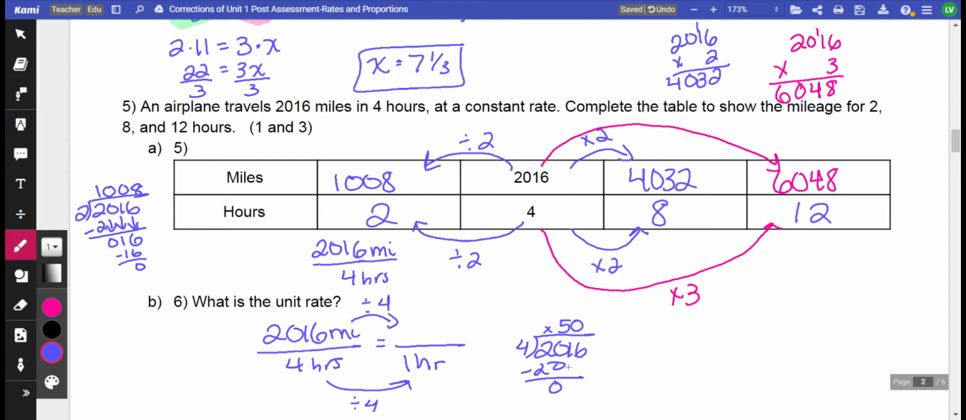4 can't go into 1, so it's 0. 4, that would be 6. 4 can go into 16 4 times. Minus 16, that's 0. So that means that it is 504 miles per hour. Or you could have written it as 504 miles, mph, miles per hour.